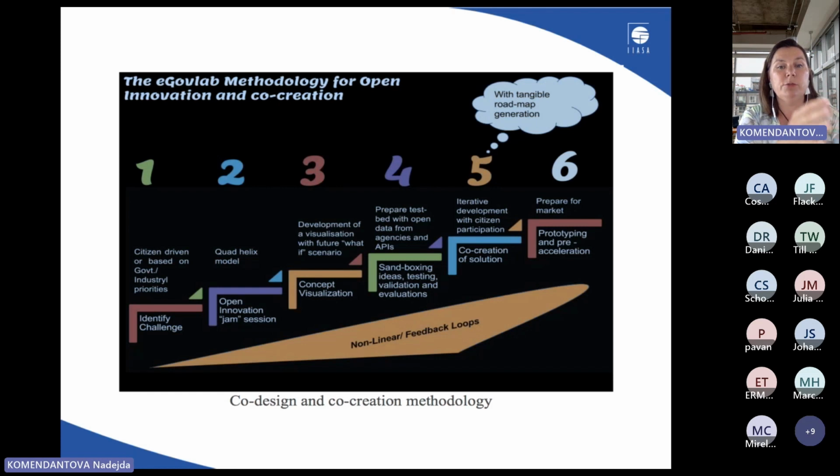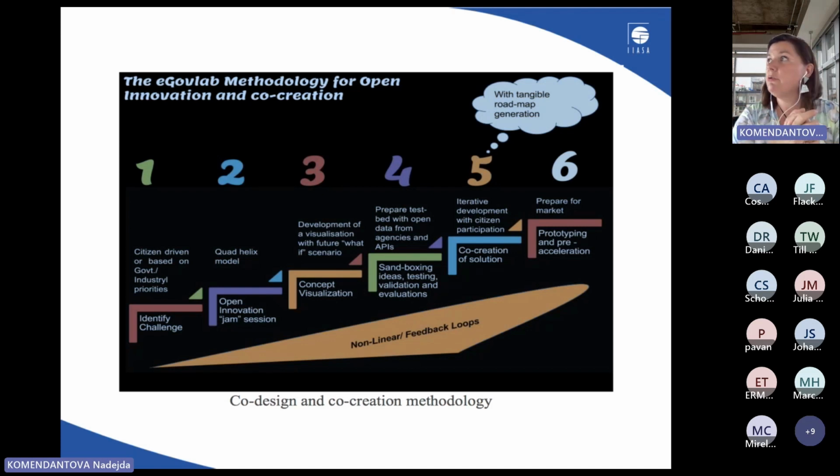And here, this methodology was explicitly developed for involving citizens in the process of co-creation. So identification of challenges at the first step goes into so-called open innovation jam sessions, which could have different formats, then to joint concept visualization. And here different methods and tools could be applied, such as the famous what-if scenario, which is becoming more and more popular as a tool in policy formulation, with various kinds of visualizations, maps, which was also already discussed previously.